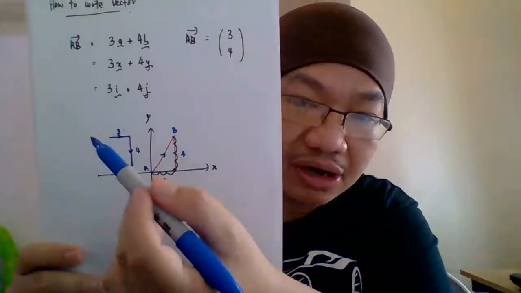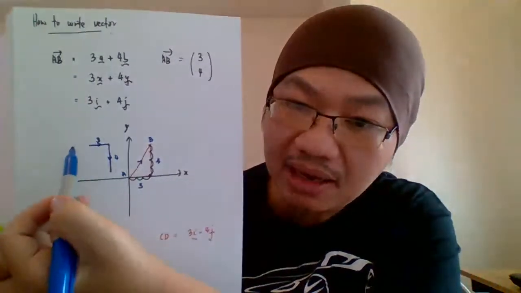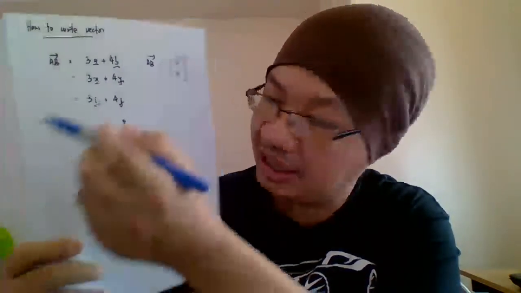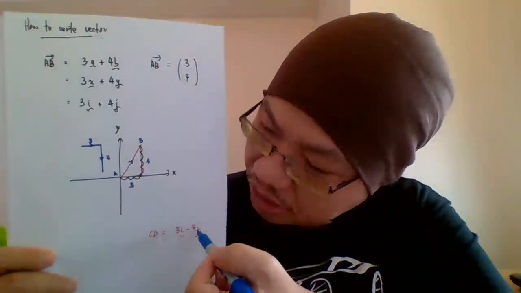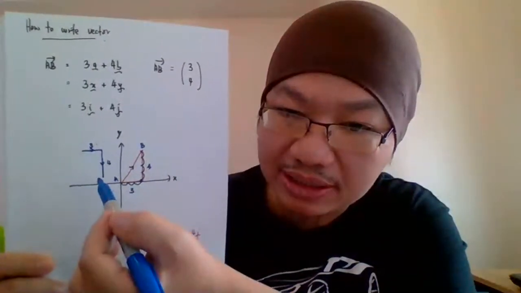3i, I'm moving 3 times to the right. And 4j, I'm moving downwards 4 times. You see here, I just draw on the second quadrant. So the CD is 3i. 3i means I move from left to right 3 times. You see the arrow here, just underneath the 3. And the negative 4j means I move downwards 4 times. That's why you see the direction moving downwards.